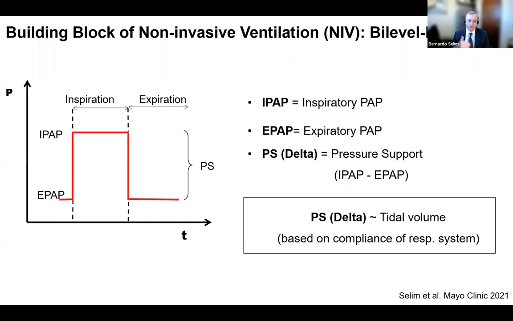Why is that? Because if you are healthy and I give you an IPAP of 10 with an EPAP of 5, you may be generating 500 cc's of tidal volume. If I'm sick, I have interstitial lung disease, with the same 10 over 5, the tidal volume will be 250, 300 maybe.